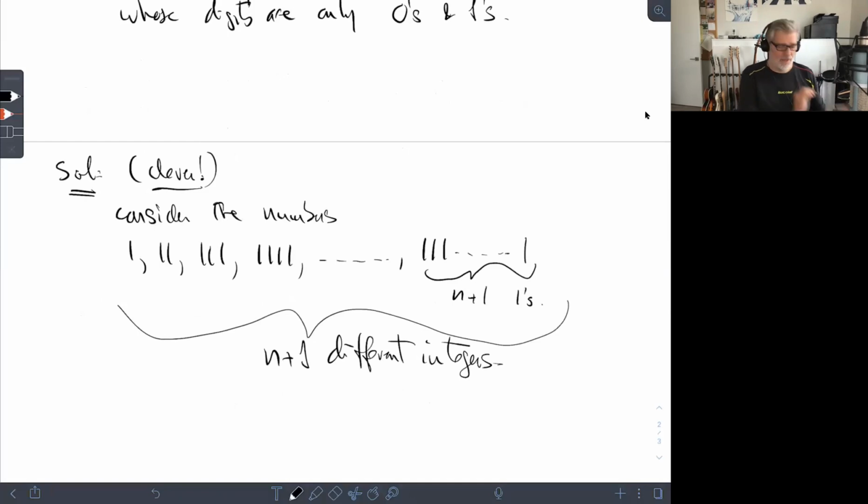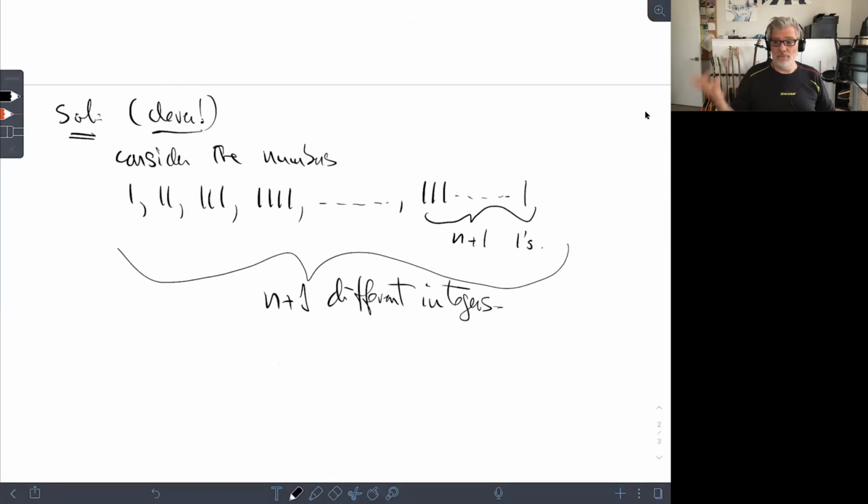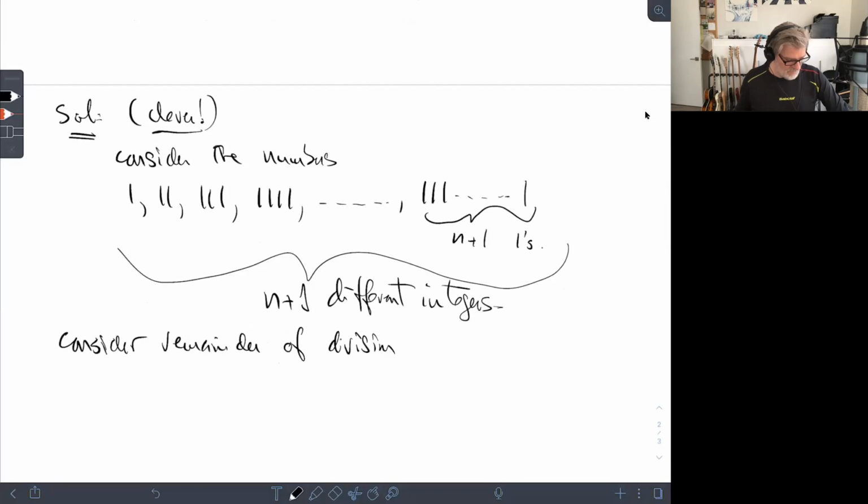Okay, from this point on, I could actually leave it as an exercise, and I think many of you, if not all, would figure it out. It could take a while or not, but this is really the key point. So I've got n plus 1 different integers, which are all written with only ones. Now I'm not claiming that one of these is a multiple of n. It's not true, but think about the remainder of the division of these numbers by n. So what are the possibilities? 0, 1, right up to n minus 1. So there are n possibilities.